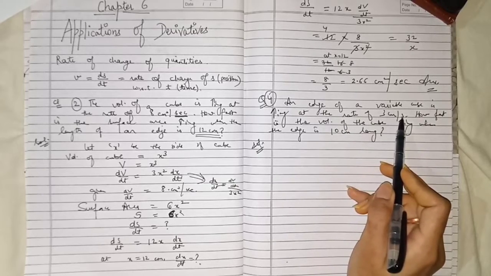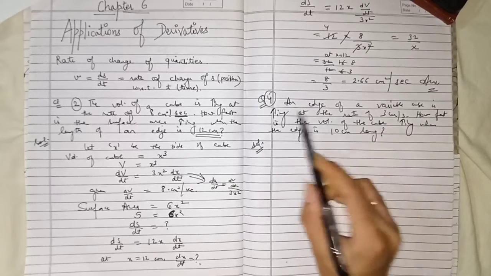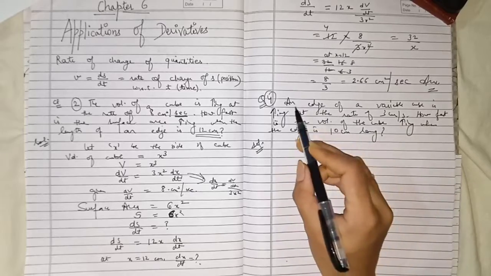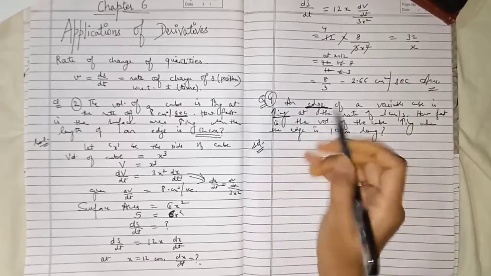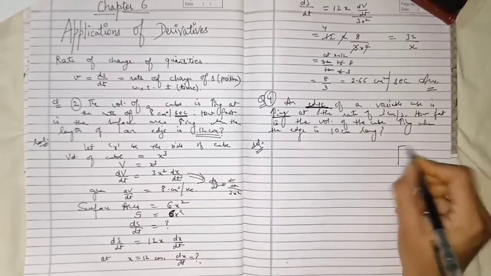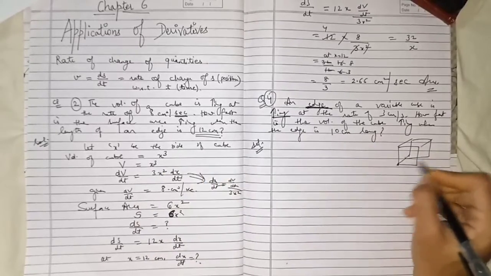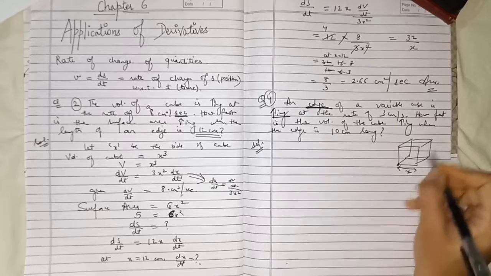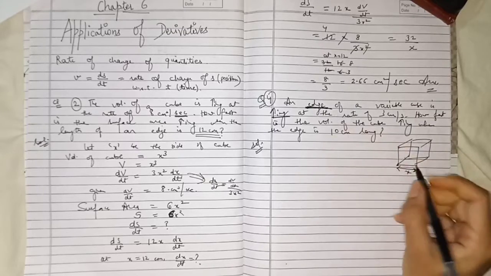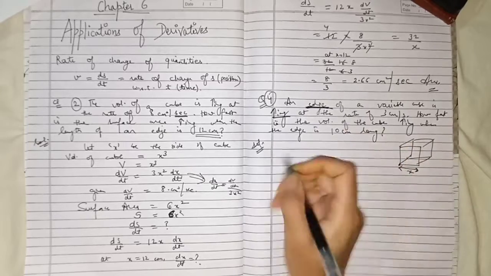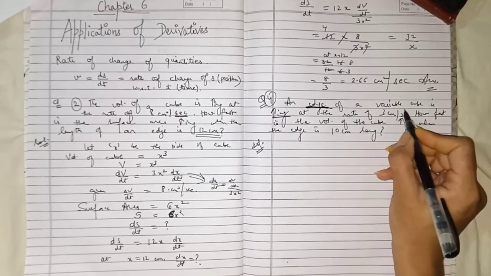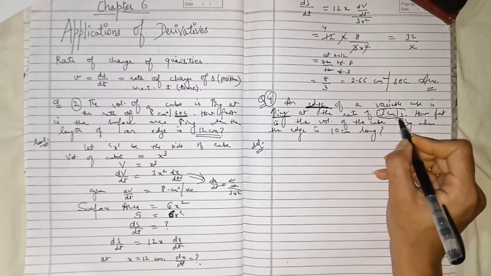The question says, an edge of a variable cube is increasing at the rate of 3 centimeter per second. There are two hints in this line. First hint is edge is increasing. That means edge, that is x, is increasing. This is my cube. This is my x. All sides are equal to x. Edge is increasing means x is increasing.